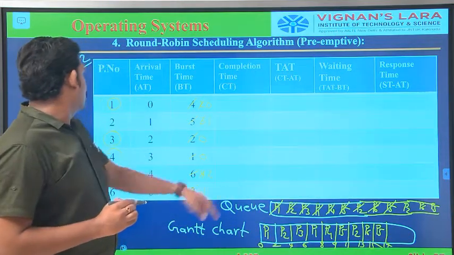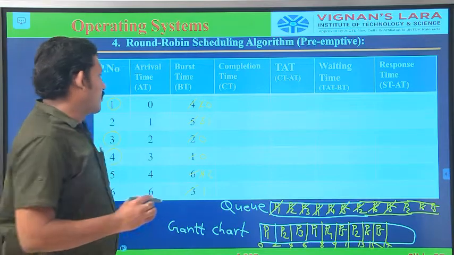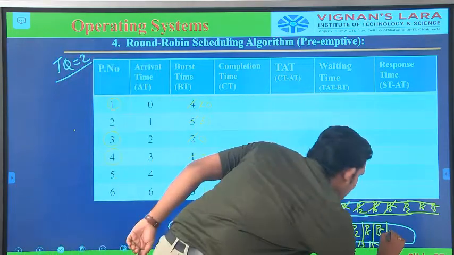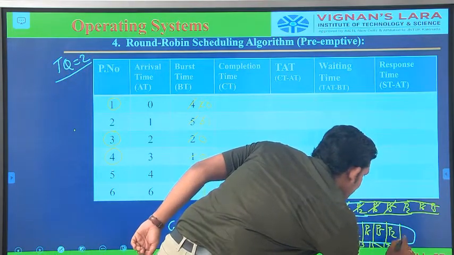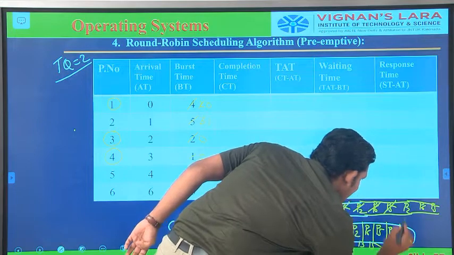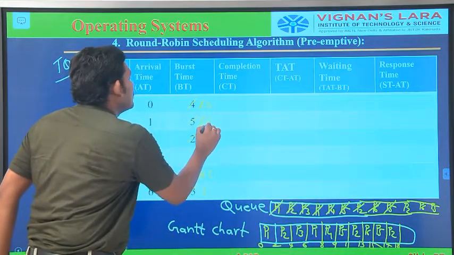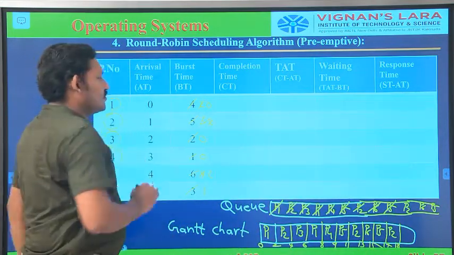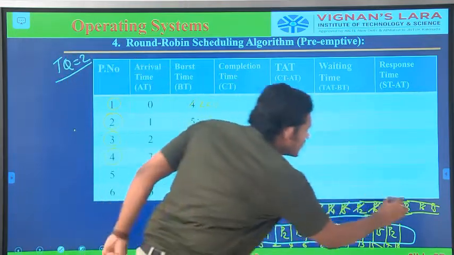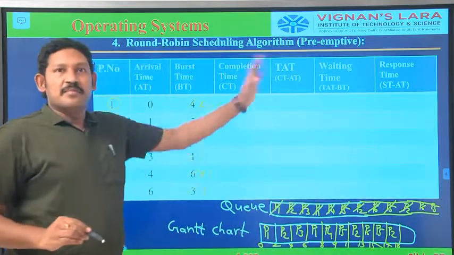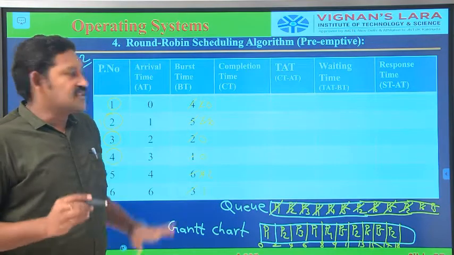Next we have P2. P2 is only 1 second more. So we'll write P2. P2 for 17 plus 1, 18. And here it will become 0. And here execution is over. P2 is finished. No need of adding P2 again. Why? Because P2 has finished its execution.